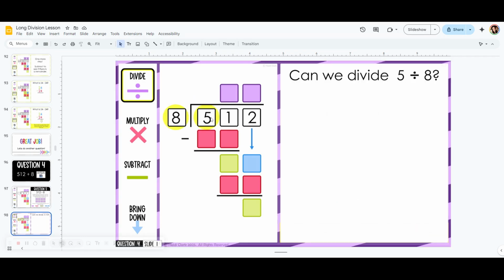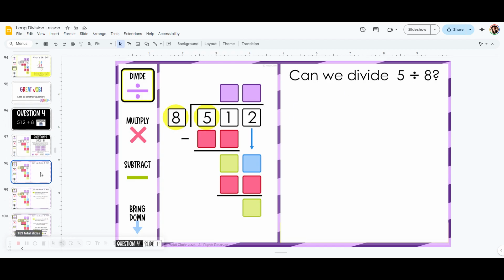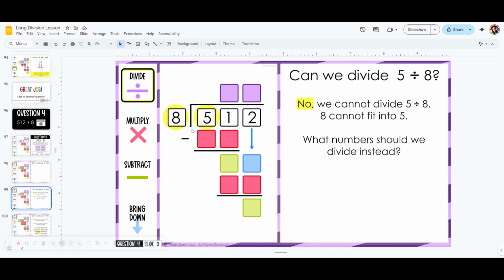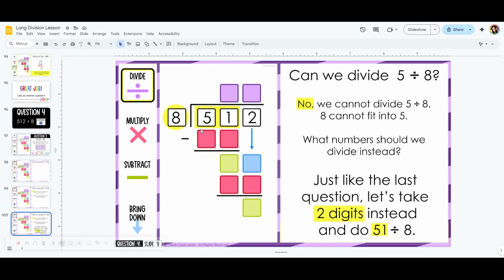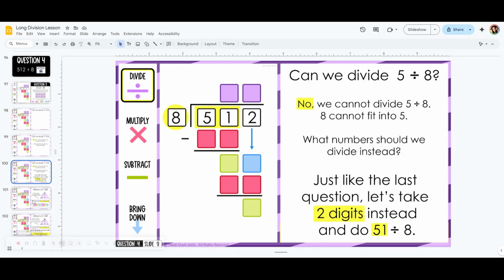Starting with division, we would normally say, what is 5 divided by 8? Or how many times could 8 fit into 5? But 5 is a smaller number than 8. Can you divide 5 divided by 8? No, we cannot divide 5 divided by 8. 8 cannot fit into 5. So what numbers should we divide instead? Just like the last question, we're going to take 2 digits instead, and we'll do 51 divided by 8.